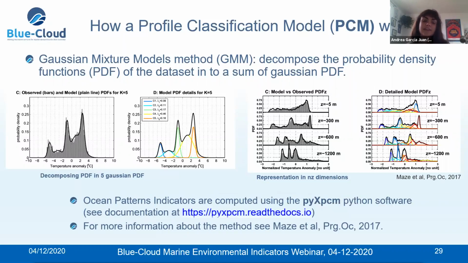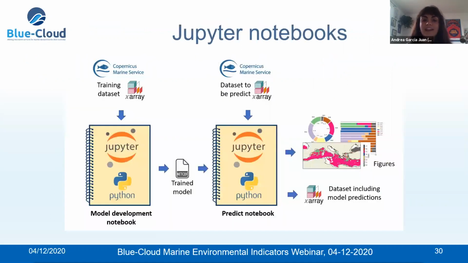So the Ocean Patterns Indicator is computed using the PyXPCM Python software. And if you want more information about the method, you can see Maze et al. 2017. And next slide, please. So the computation of the Ocean Patterns Indicator has been developed into 2 Jupyter notebooks, a model development notebook and a prediction notebook. And here you have the workflow between them.